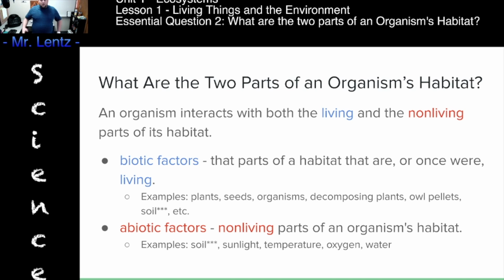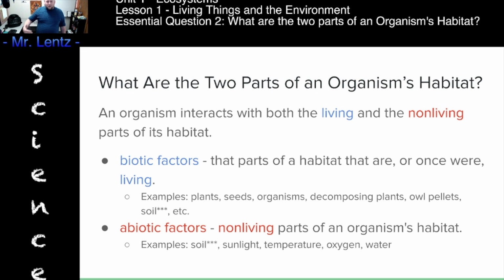So when we're looking at the living things, or biotic factors, in a habitat, we're looking at things that are alive or that were once alive, meaning they're dead. When we look at some examples, plants are living things. They don't necessarily move or talk like you and I, but they go through the growth cycle. They have their own reproductive cycle. That's why we have seeds on there as well. Seeds turn into plants. Decomposing plants is just a fancy, nice way of saying plants that are dead. Owl pellets, or owl poop, also contain things that were once alive and are now dead.